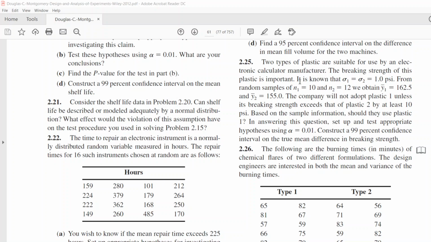Well, you have to interpret it into words. So you see this sentence, right? We can read this. Even if you can't read it, you can see the sigma 1 equals sigma 2 equals 1.0 psi. So in here, what you can read this as is equal variance. And equal variance was the assumption for the pooled t-test.